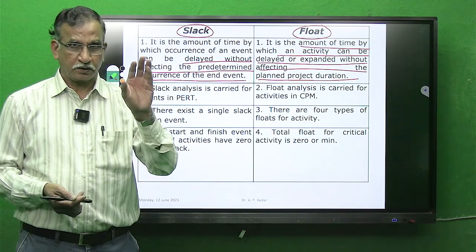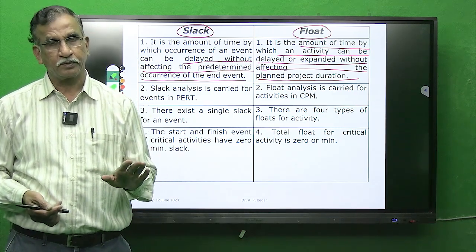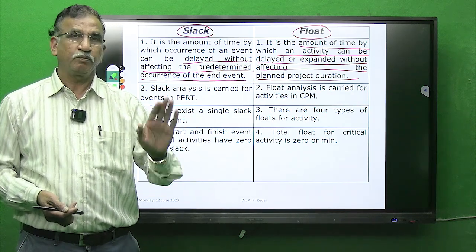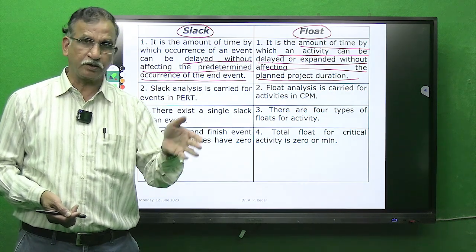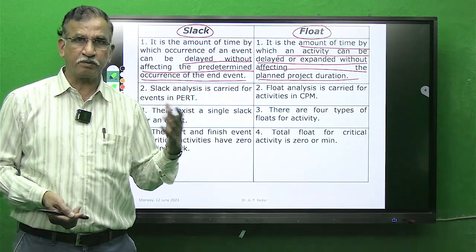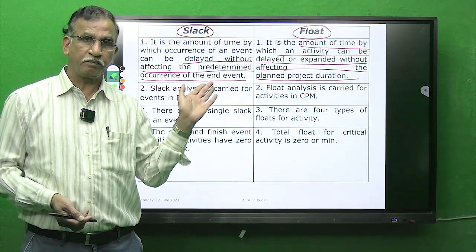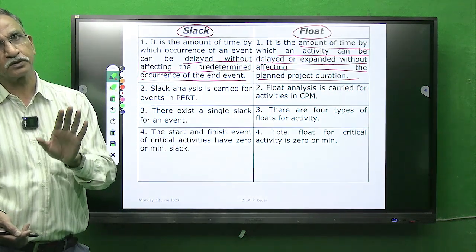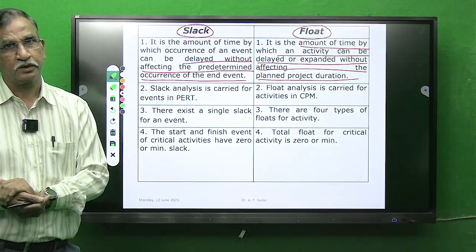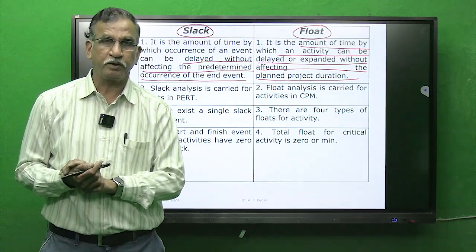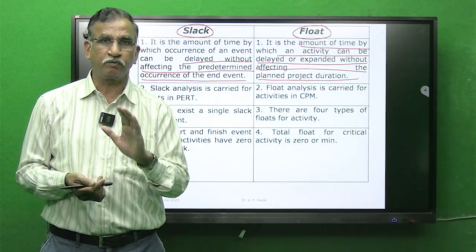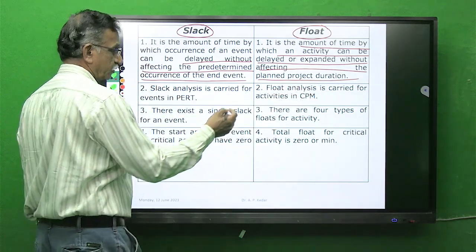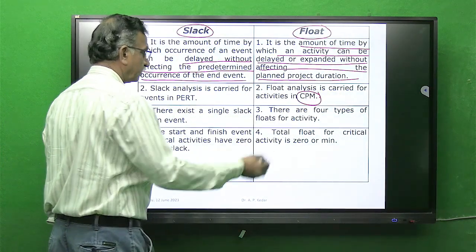Again I am reminding, the process of drawing the network is the same. The process of finding the critical path is the same in both PERT and CPM. Forward pass calculation, backward pass calculation is the same. We will try the problem by the same method as we did in PERT, but the difference is the evaluation parameter. Here in CPM we are required to find the value of floats. Float analysis is carried out for CPM, as I have already told.